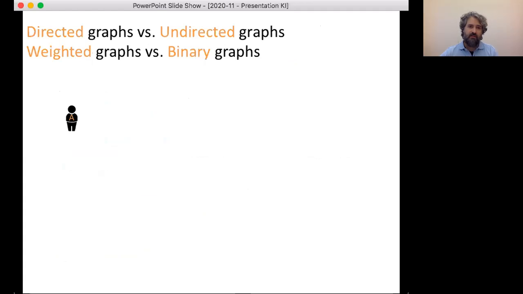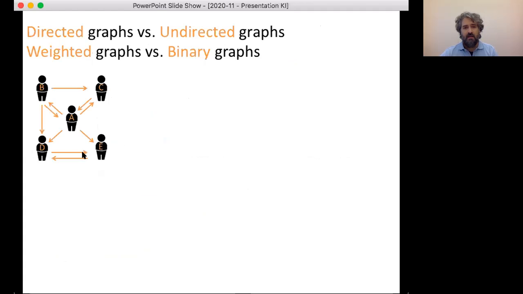First of all, we can think of a graph. For example, let's think of an individual A, which might be connected with other individuals, B, C, D, E. And we can imagine that A is connected to all these individuals. And then B and C are connected back to A. And B is also connected to D and C. And D and E are bidirectionally connected. What you see here is a network which is directed. So here we have a directed graph.